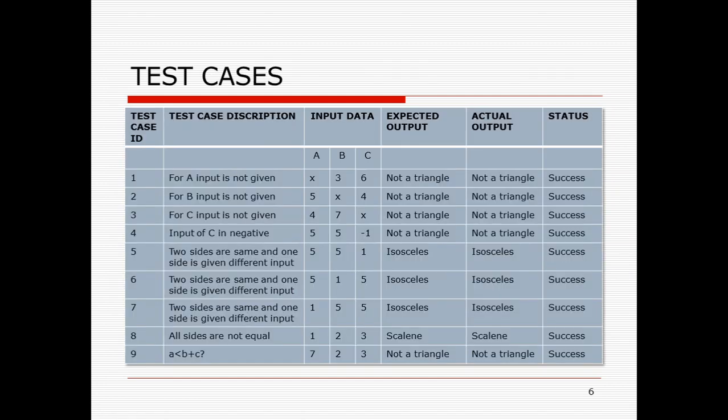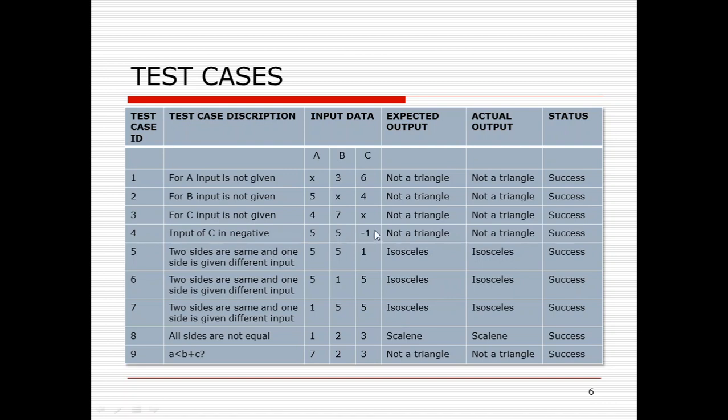Now here comes the test cases. You can see that if any of the inputs are missing, then it's not a triangle. Expected output is not a triangle, so actual output is also not a triangle. Then when we execute the test cases, we get the output success.